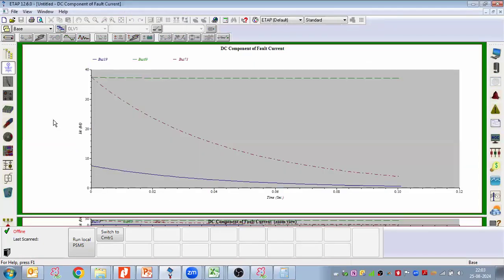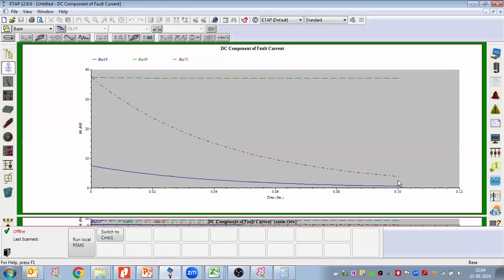So here bus 19 was already selected, so due to that reason bus 19 XY are also coming. 69 and 71 have different colors. I don't know how much color you can see. Bus 69, this color, could you see this one? Green one. The green one has the infinite X by R that we have entered. Bus 71, this one has 14. This bus 19 might have some different X by R. So they are taking this much time.